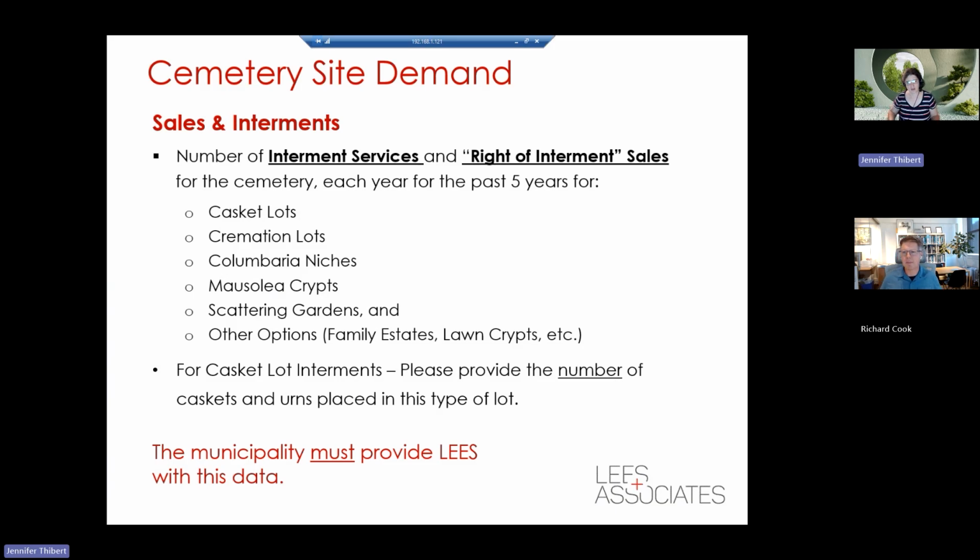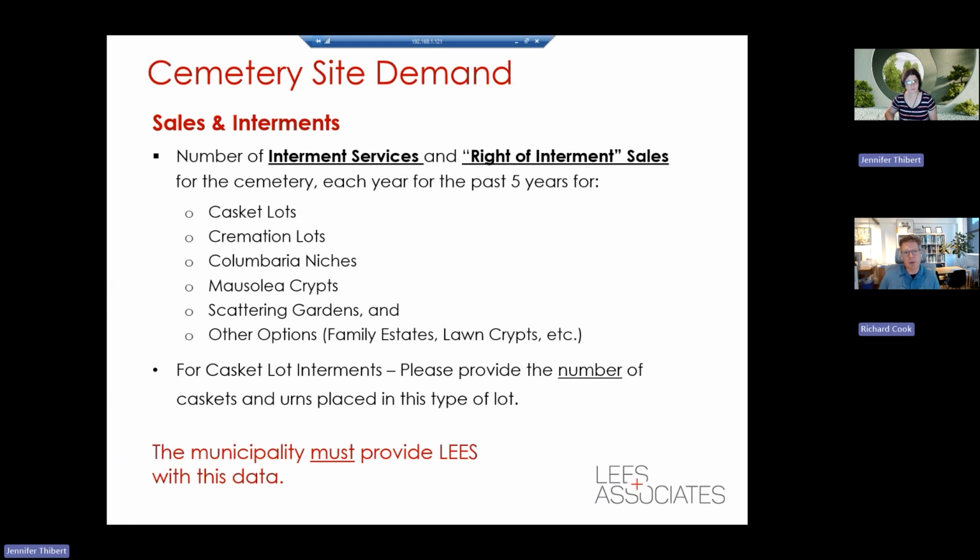And the most important thing is that we get the number of interment services and the number of right of interment sales. We use that language instead of a niche sale or a lot sale, because they're not really buying the property, they're buying the right to be buried there, right? So in this event, we need to know that breakdown for each type of offering that is being provided. So the casket lot, cremation lot, columbarium niche. So we can see the proportion of demand by the community for each of your offerings.